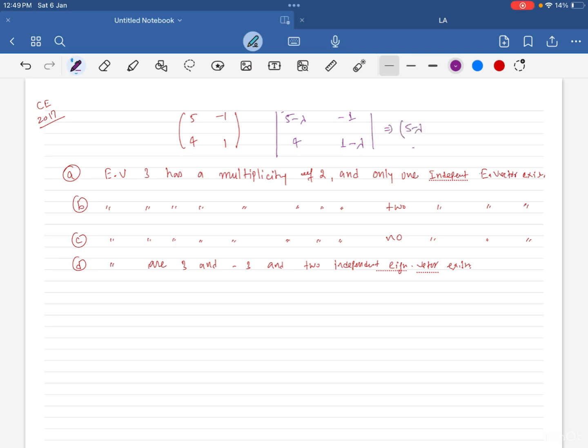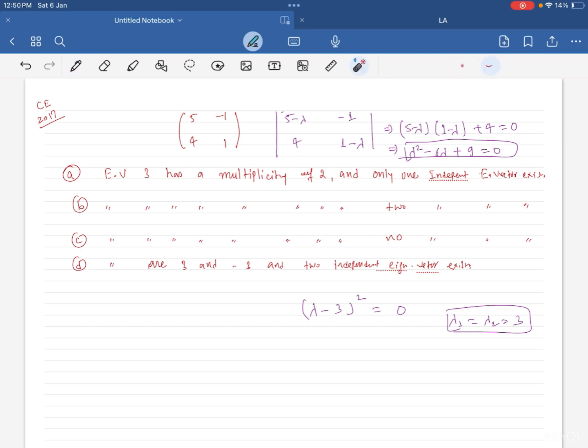So it will be 5 minus lambda times 1 minus lambda plus 4 is equal to 0. So that will give you lambda square minus 6 lambda plus, overall it will be, 9 is equal to 0. Okay, so this is correct. So from here you will get that lambda minus 3 whole square is equal to 0, right? Because lambda square minus 6 lambda plus 9. Okay, so you see that we get lambda 1 is equal to lambda 2 is equal to 3.